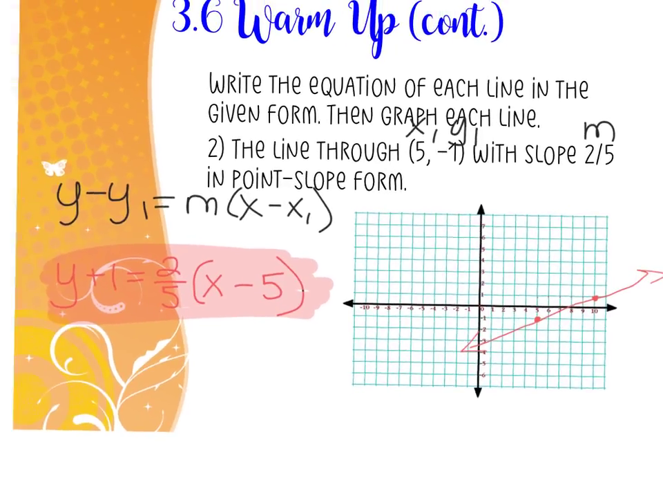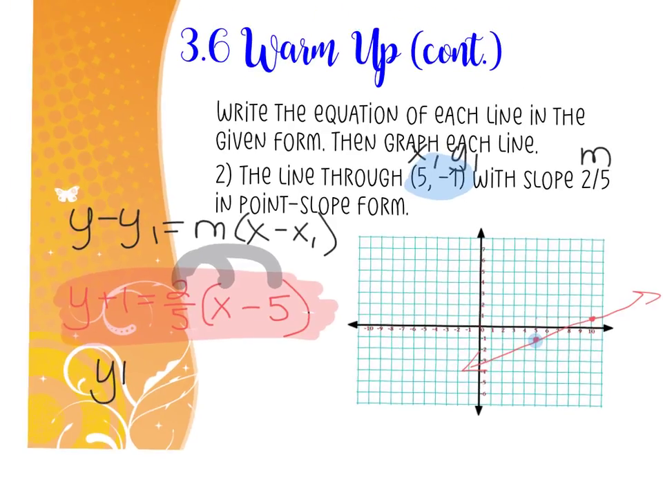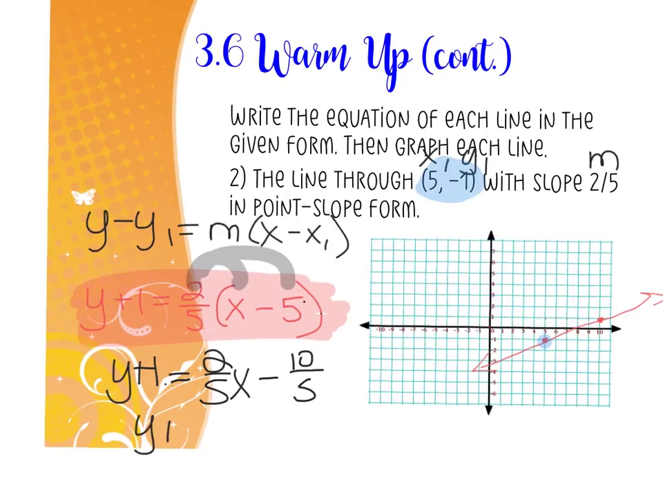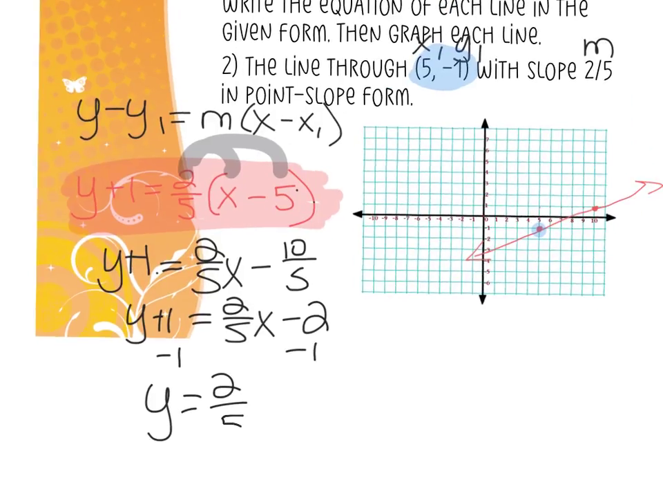Can you go back over, please? I have to distribute this, right? So I'd have to do y plus 1 equals 2/5 x minus, this would cancel, so I'd get 10/5 plus 1 equals 2/5 x. Simplify that. That's a minus 2. And then subtract the 1, and I get y equals 2/5 x minus 3. Why go through all that work if I can get the information from here?